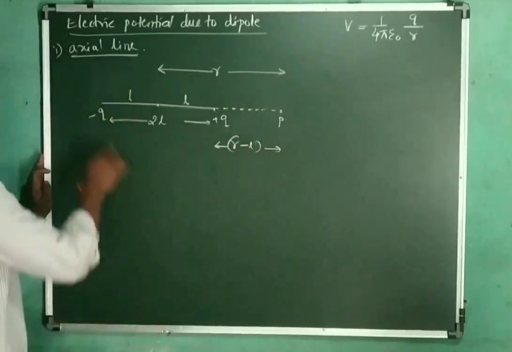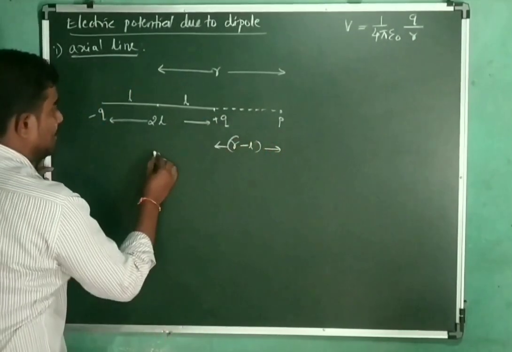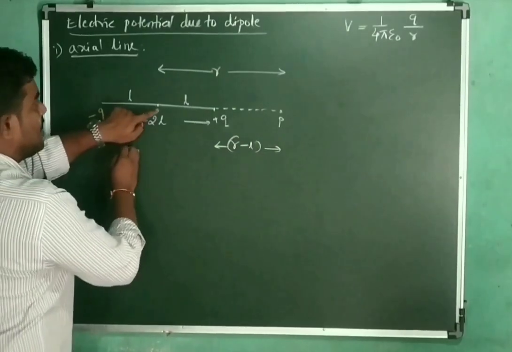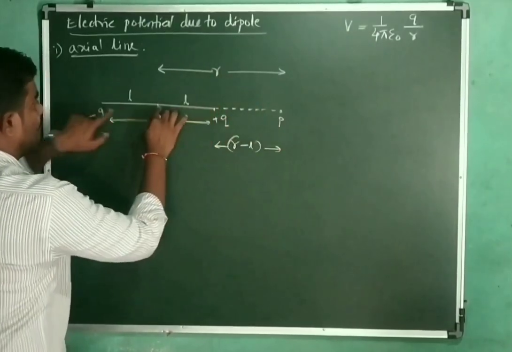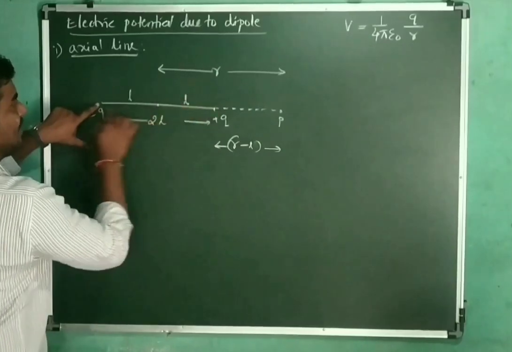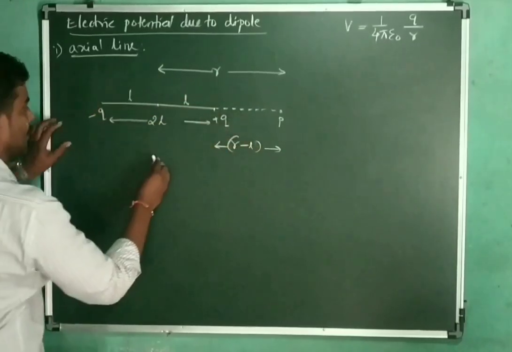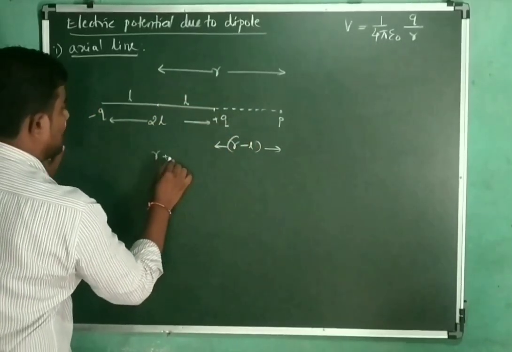And the distance between minus Q and P is how much? From here to here this distance is R, and from here to here it is L. Therefore, R plus L is the distance between minus Q and P. So this is R plus L.